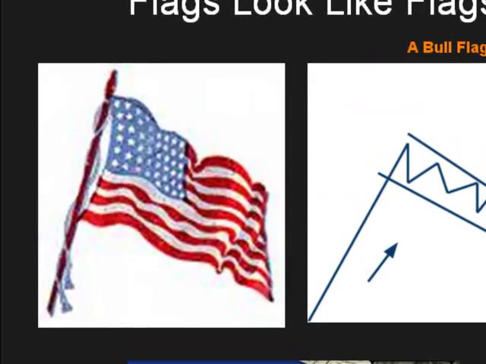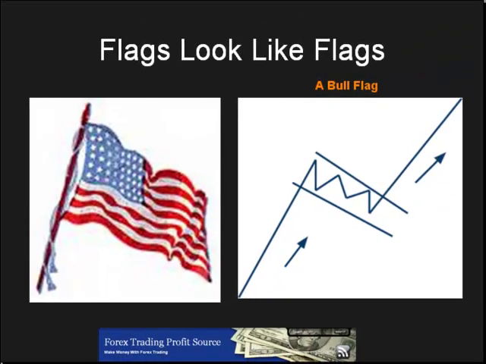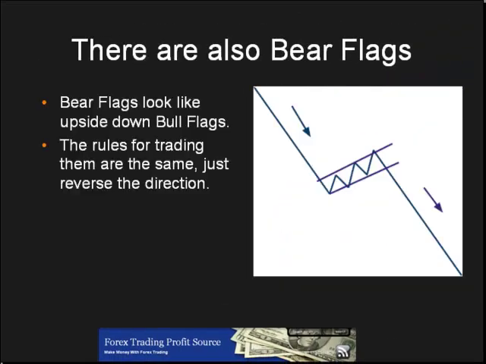First of all, let's just have a look at what flags are. Flags are really a pattern that resembles a normal flag you see flying on a standard flagpole. It's a continuation pattern in that the market will continue in the direction of the flagpole. The one shown here is a bull flag. There's also bear flags. They just look like upside down bull flags. And while I talk about trading flags mostly in the bull mode, the rules for trading bear flags are just the same. You just reverse the direction.